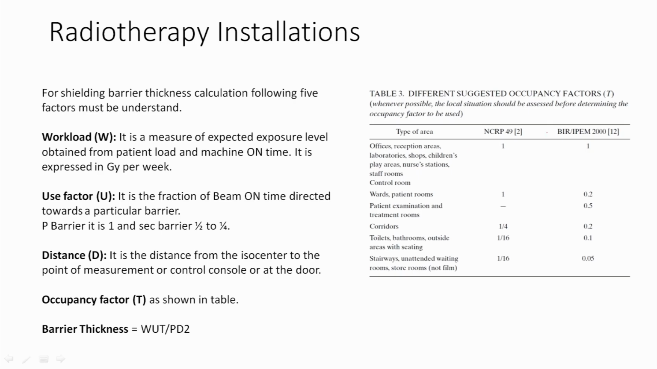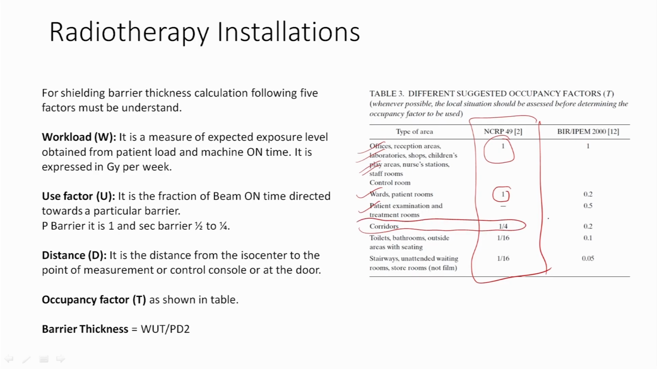So according to NCRP, we generally follow the NCRP. Offices, reception areas, laboratories, children's play area, nursing stations are considered as full occupancy, and their occupancy factor is 1. Then wards and patient rooms are also considered full occupancy, and their occupancy factor is 1. Then patient examination and treatment rooms or corridors are considered partial occupancy, and their occupancy factor is 1/4. Toilets, bathrooms, outside areas are also considered partial occupancy, and their factor is 1/16. Stairways and unattended waiting rooms are also considered with 1/16 occupancy factor.